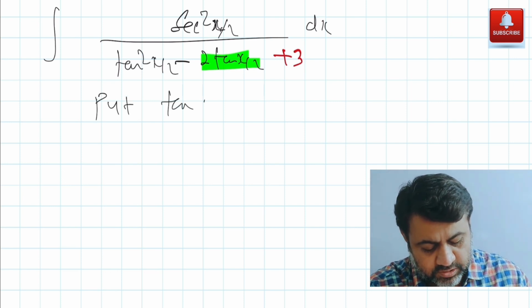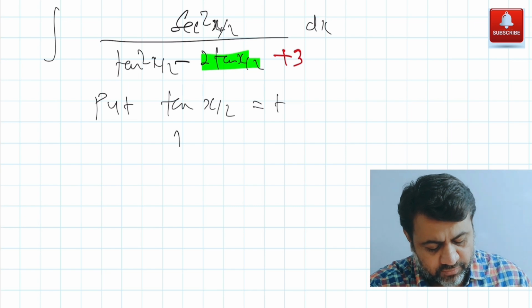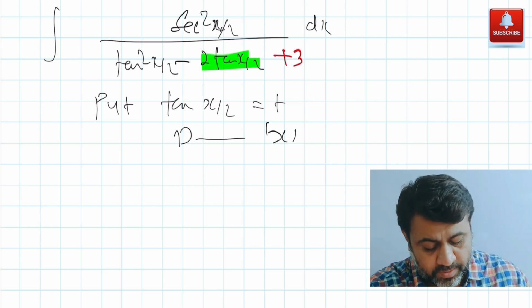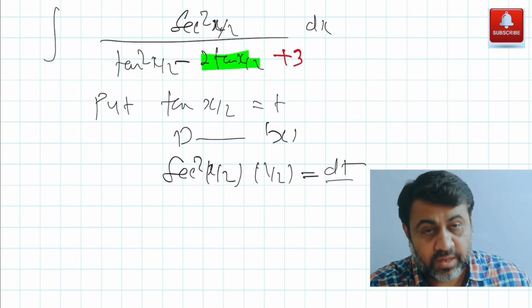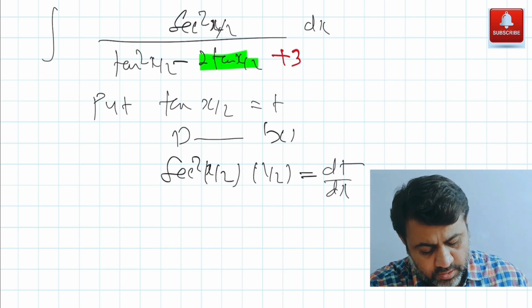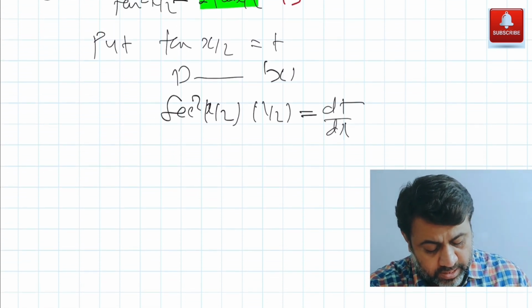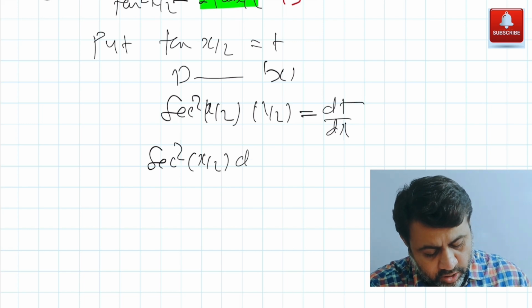Tan x by 2 is t, and if I differentiate with respect to x, the derivative of tan x by 2 will be sec square x by 2, and the derivative of x by 2 is 1 by 2, and the derivative of t is dt by dx. Same as the previous question, I just take sec square x by 2 and dx on one side, so I got the value 2 dt.